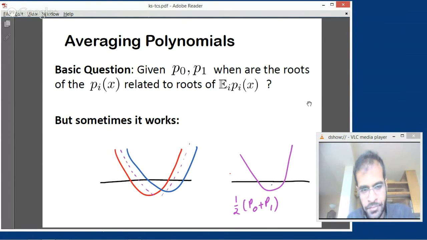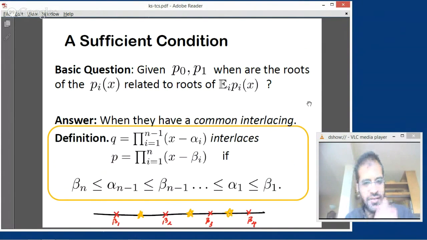So basically what we do is identify a general sufficient condition for this averaging argument to work, and this condition is based on interlacing. Let me define what interlacing is. A polynomial Q of degree n minus 1 with real roots alpha 1 through alpha n minus 1.